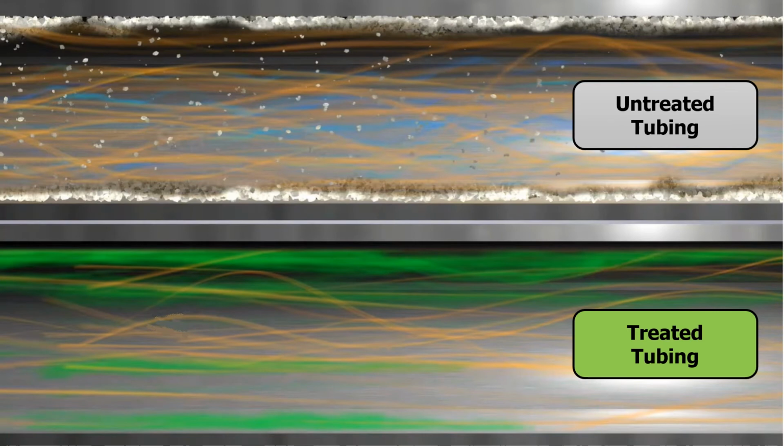And here is the comparison, the untreated tubing with the treated tubing. The treated tubing is the well that uses the encapsulated propane, and in the untreated tubing, from the beginning the scale will build up and cause a huge problem.